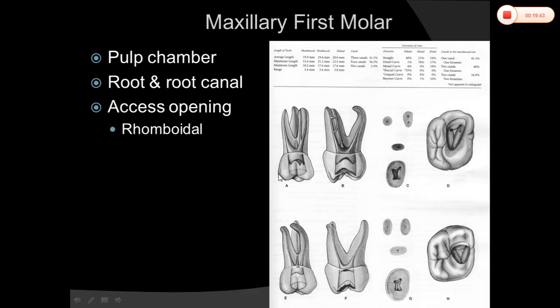MB2 is seen in 84% of maxillary first molars, so you must always look for it. Try to negotiate the MB2 as much as possible.